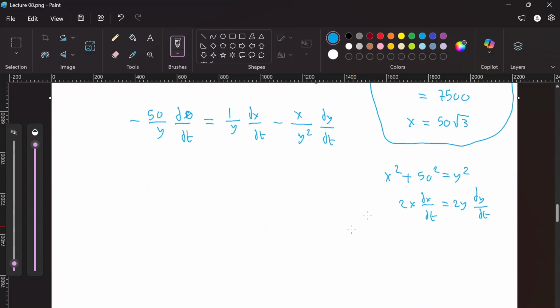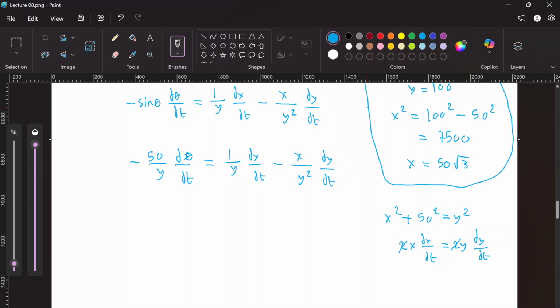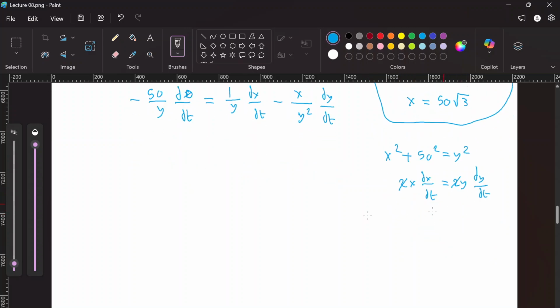Now cancel 2 with 2 if you want, as you like. It's better to cancel it. We can cancel 2 with 2. Then we just substitute the values. But let me first solve for dy over dt. So dy over dt equals x over y dx over dt, right? Are you good with this?